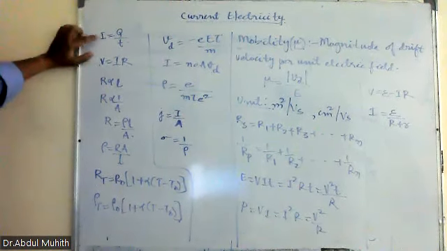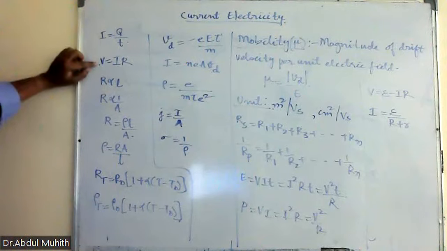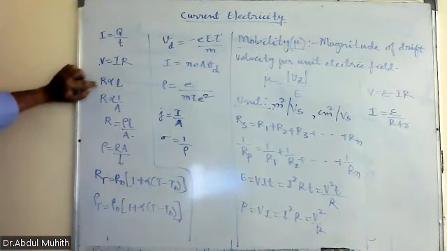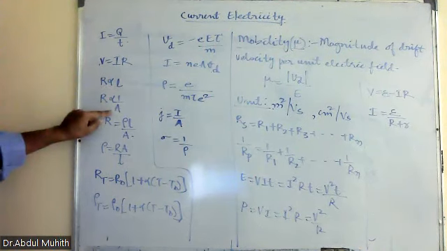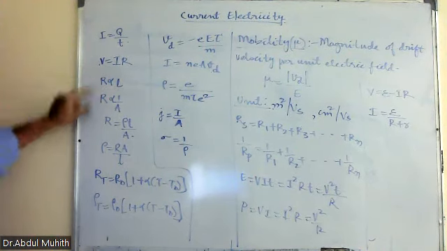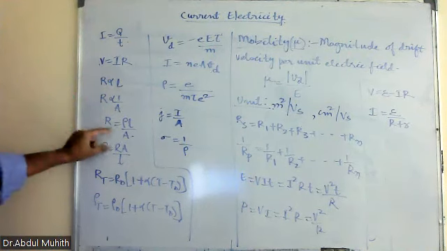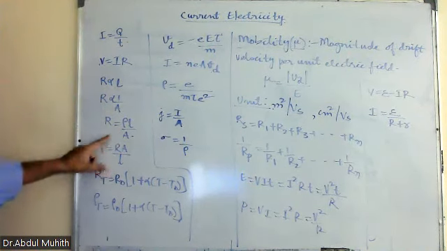So here we have current I is equal to Q by T. This is Ohm's law, V is equal to IR. Factors affecting the resistance: as the length increases, resistance increases. As the area increases, resistance decreases. If you bring it down into one equation, it is R is equal to rho into L by A, and rho is equal to R into A by L.